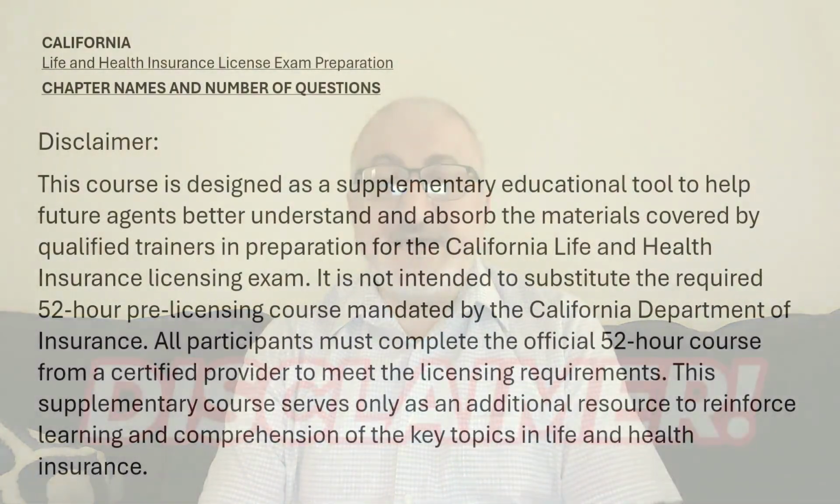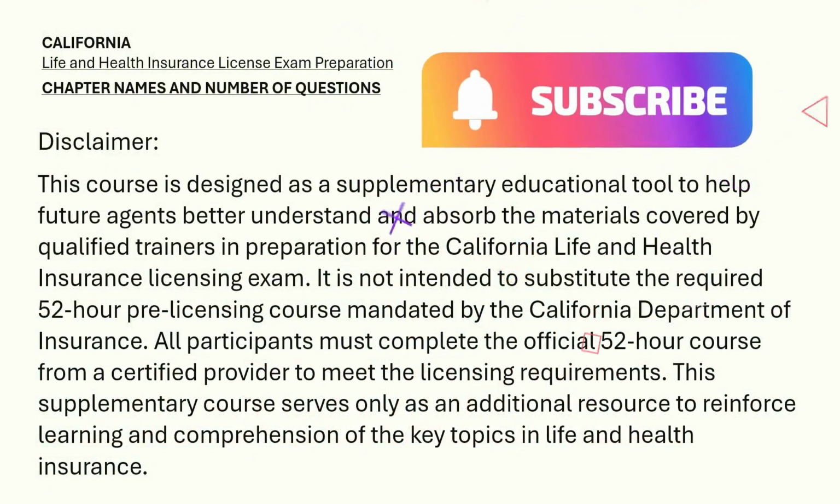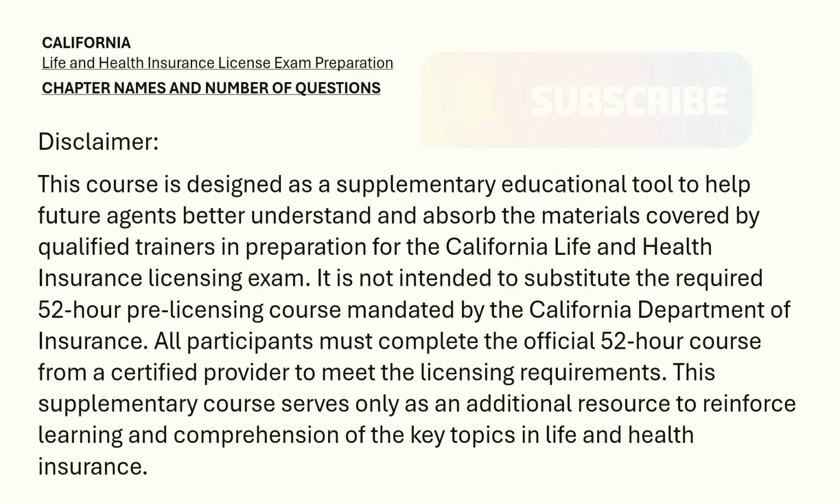This course is designed as a supplementary educational tool to help future agents better understand and absorb materials covered by qualified trainers in preparation for the California Life Health Insurance Licensing exam. This is not intended to substitute the required 52-hour pre-licensing course mandated by the California Department of Insurance. All participants must complete the official 52-hour course from a certified provider to meet the licensing requirements. This supplementary course serves only as an additional resource to reinforce learning and comprehension of the key topics in life and health insurance.